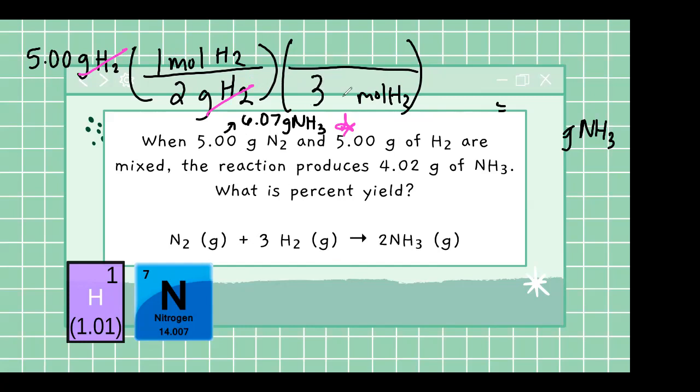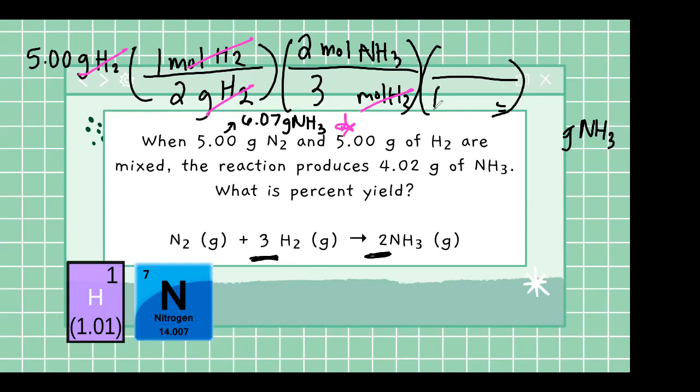So that 3 is from this coefficient here. 3 moles of H2 produces 2 moles of NH3. And you can see why it's important to have a balanced equation. If it wasn't balanced, you would definitely get a different answer. So after that, you can cross out the moles of H2. You're left with moles of NH3.